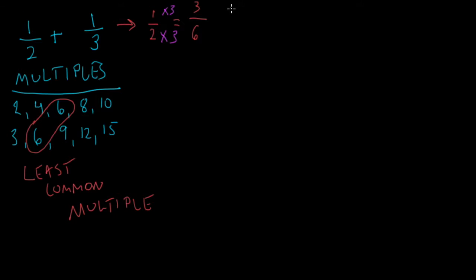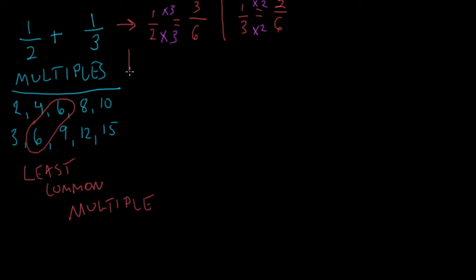Let's do the same thing with 1/3. So 1/3 is equal to what out of 6? Because we want to get both of them out of 6. To the bottom, we multiply by 2. Whatever we do to the bottom, we also have to do to the top. So our new fraction is 2 out of 6, because 1 times 2 is 2.